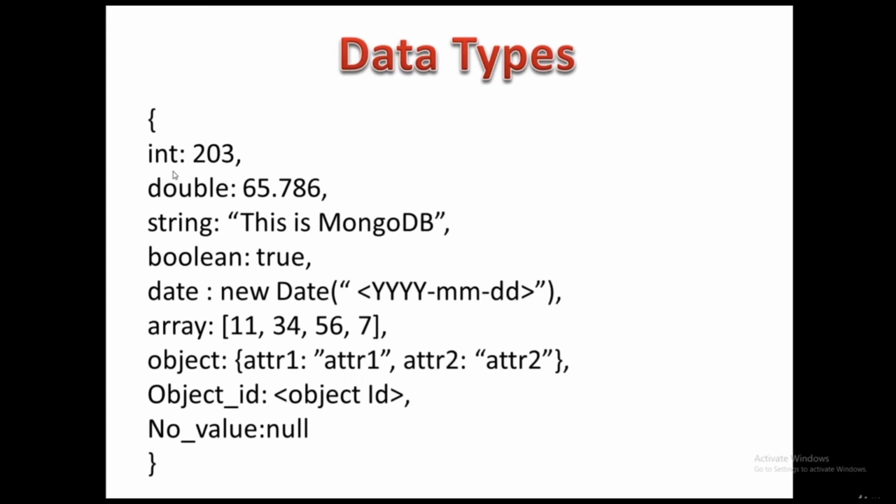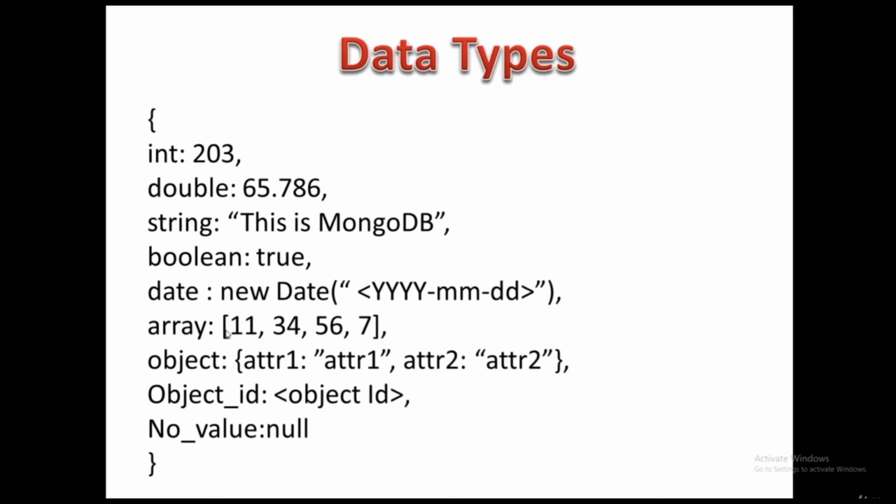So the first is integer. The integer data type is used for storing numerical values, for example 203. Then double stores floating values like 65.786. String stores text data and it is one of the most frequently used data types for storing data. Boolean is for storing true or false values. Date is implemented for storing date and time. For example, you can create a date using new Date, and in parentheses you can specify the format like 4 digits for year, 2 digits for month and 2 digits for day.